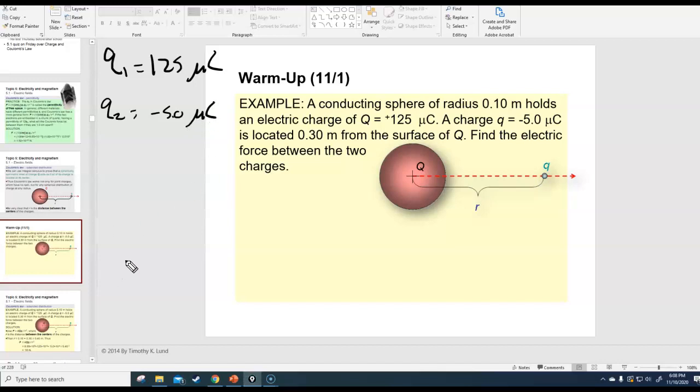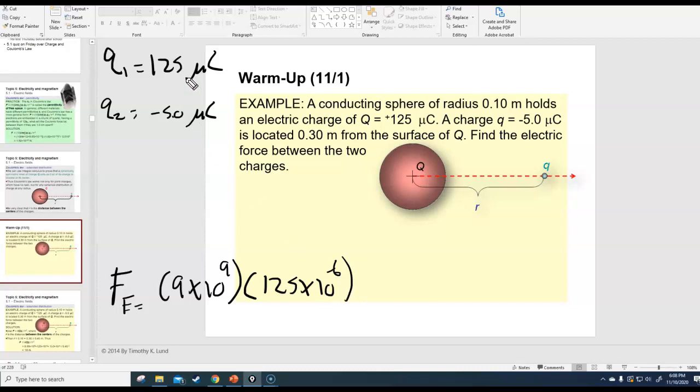We want the electrical force between the sphere of charge and a point charge that's 0.3 meters away from the surface. Remember, when you're applying Coulomb's law, you have K, which is the Coulomb constant. If it doesn't say anything about the permittivity in the problem, which it doesn't here, you can just use the normal Coulomb constant, which is about 9 times 10 to the power 9. Then we have Q1 and Q2, so I'm going to do 125 times 10 to the negative 6. The 10 to the negative 6 is to convert from microcoulomb to coulomb, and then negative 5.0 times 10 to the negative 6 coulomb.